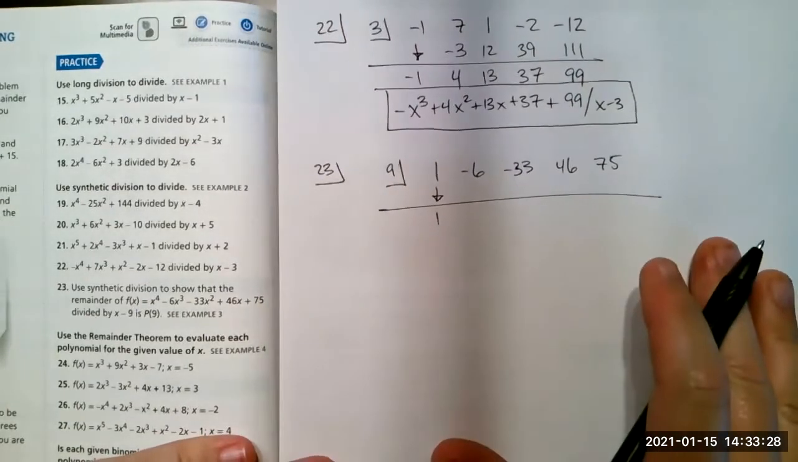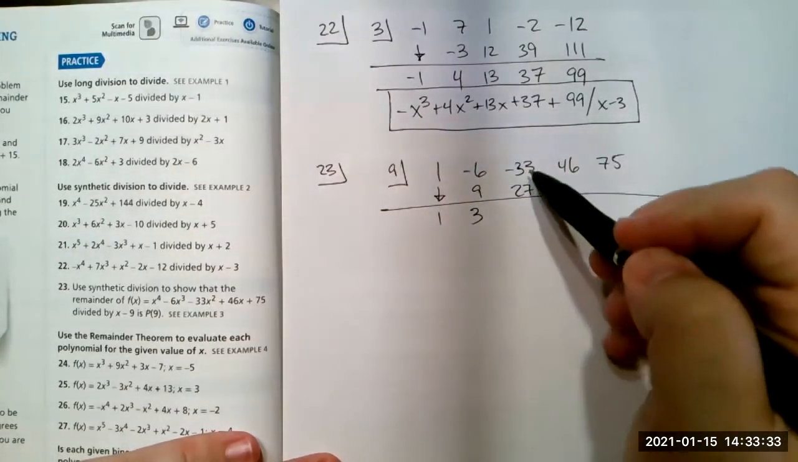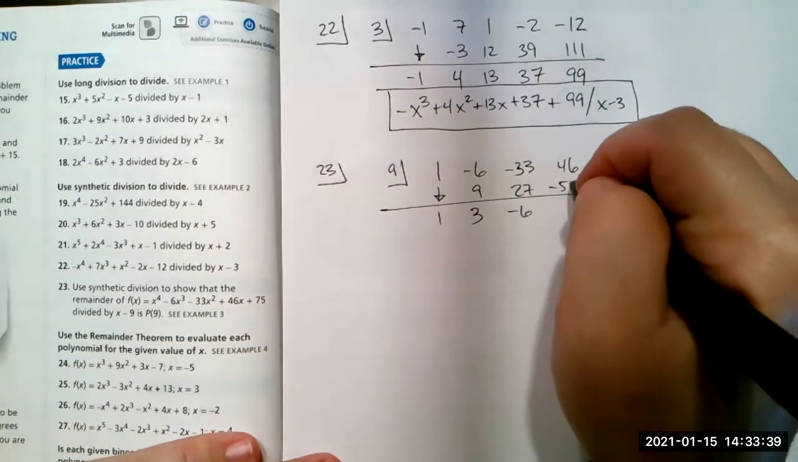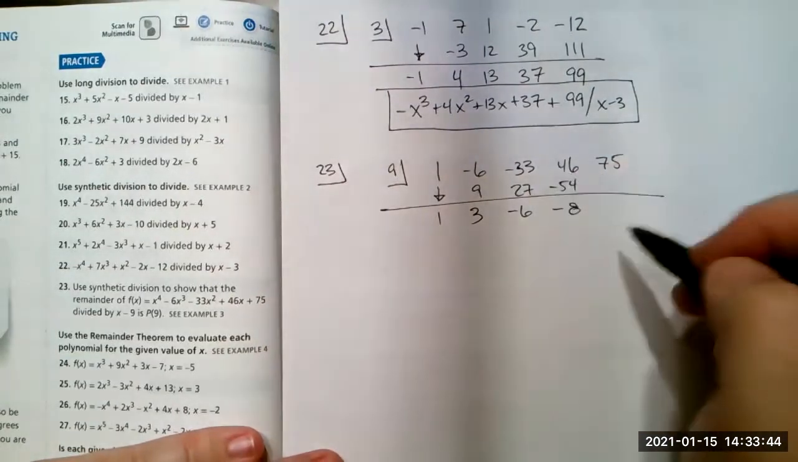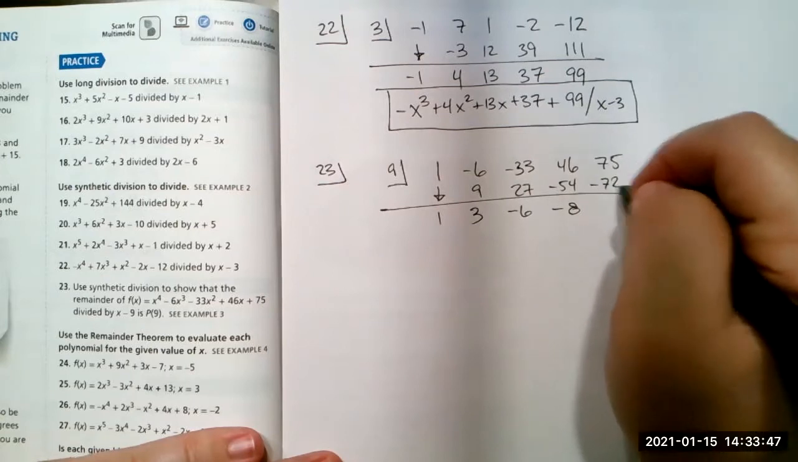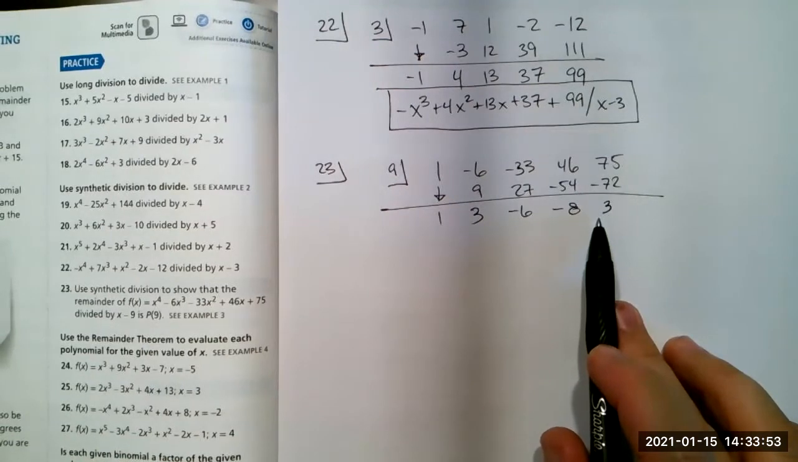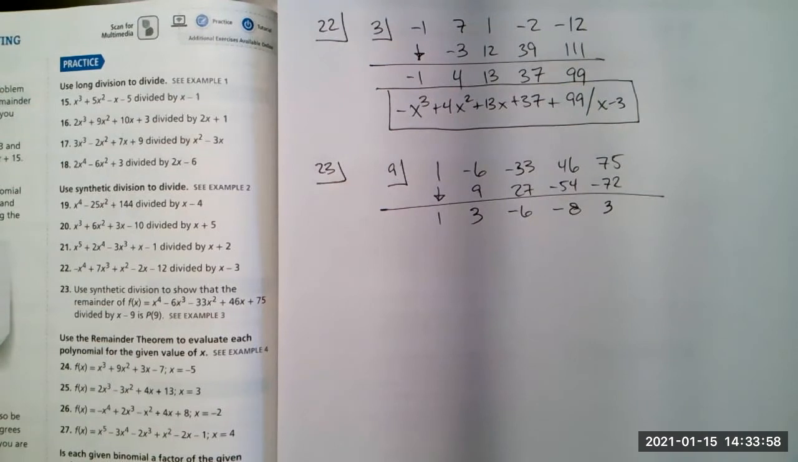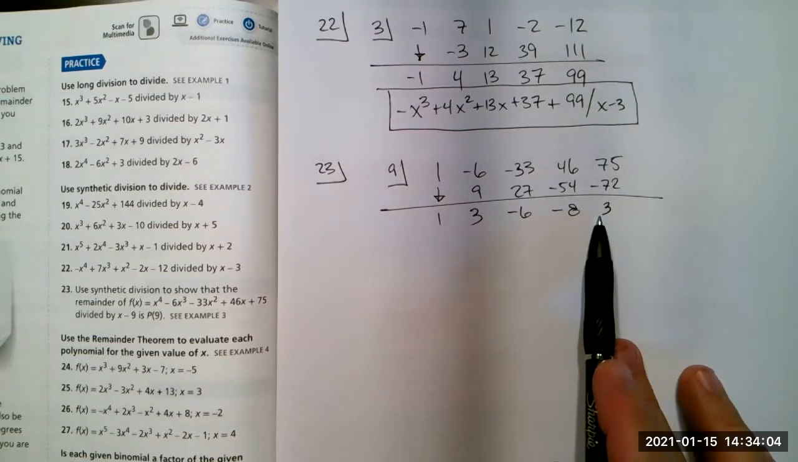So go ahead and start multiplying and adding. Multiply, add. And then add, what do I get? -6. Multiply, that's -54. If I add that, that's -8. Multiply, that's -72. And add, that's 3. So I get a remainder of 3. And then I think what they're wanting us to do is evaluate that function using that same number, and we should get the answer of 3. Our answer once we evaluate it should be 3.